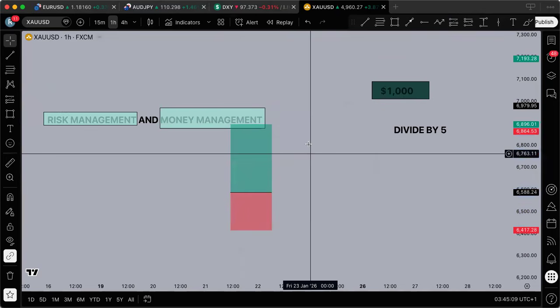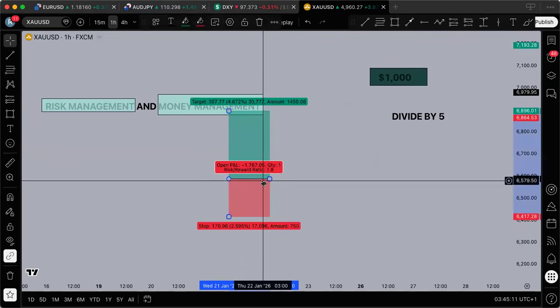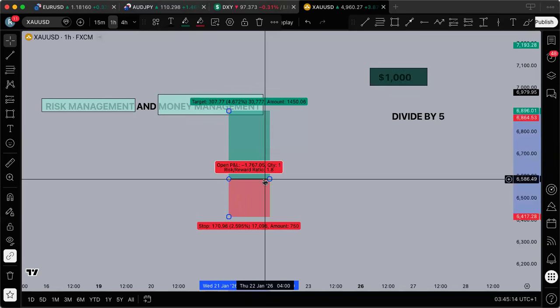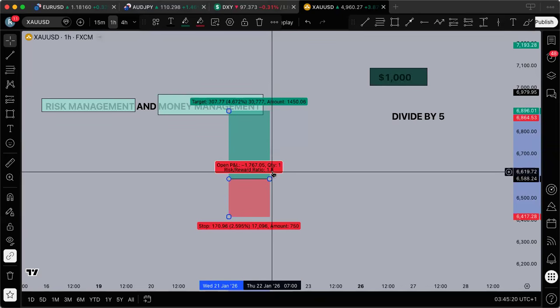And that setup, you know that this setup is something like 1 to 1.8. I told you guys to take the amount you are risking on your trade and times it by this 1.8. It's very, very simple. It will give you the amount you will gain. I don't know if it's making sense.